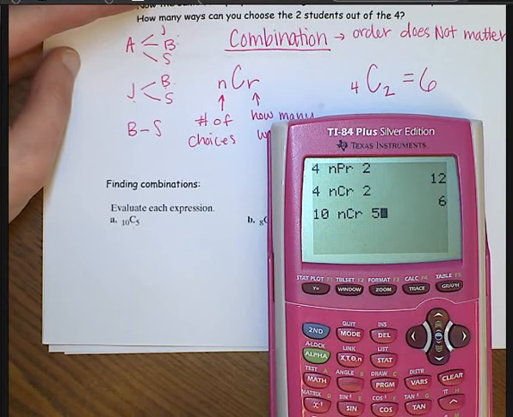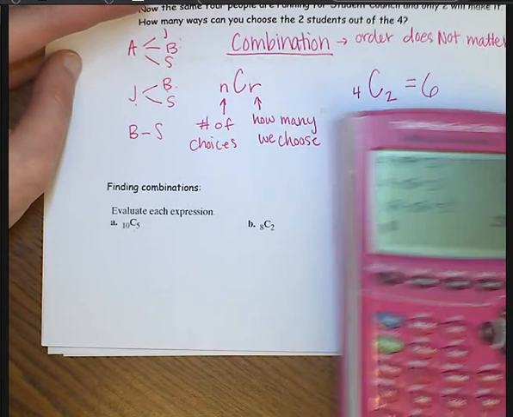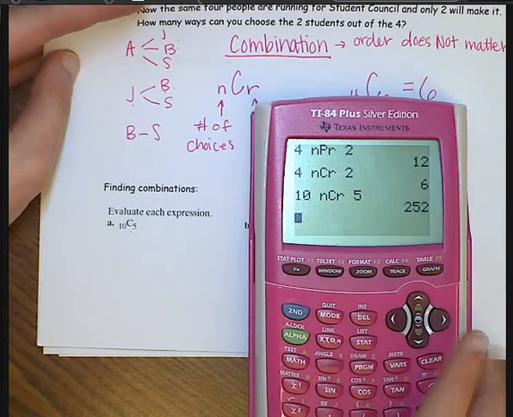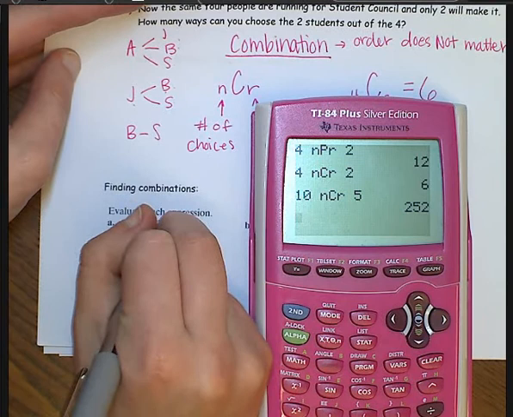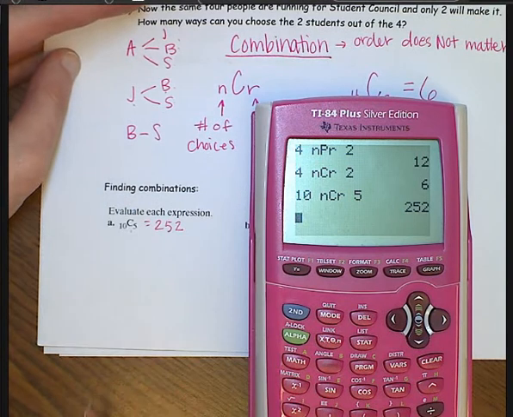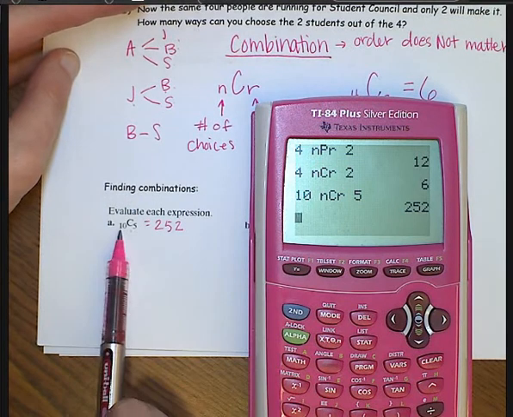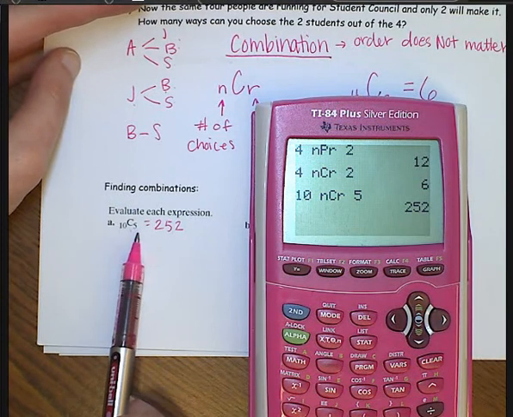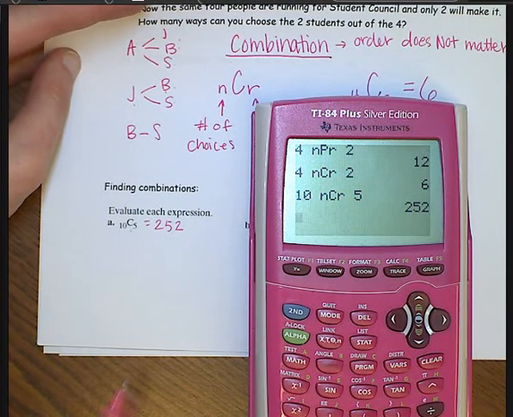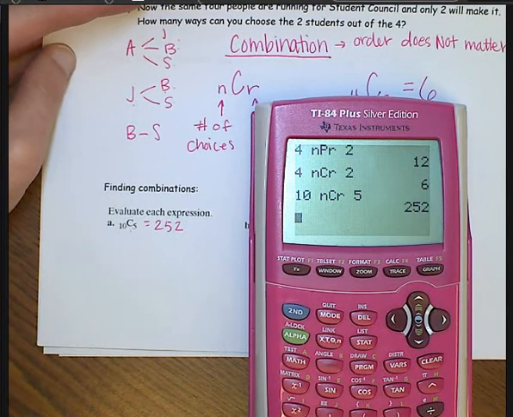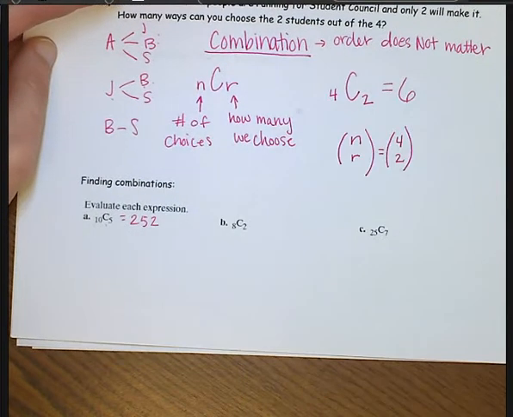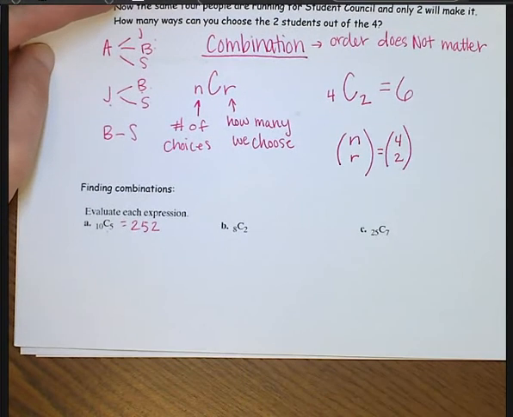We're going to press enter, and so that's going to give us 252 as our final answer. So this equals 252. That means if I have 10 possible choices and I want to choose some combination of 5 of those things, there's 252 possible combinations. Again, where the order does not matter. Okay? So I want you to try now B and C. Pause the video, try them on your own, and then unpause and check how you did.